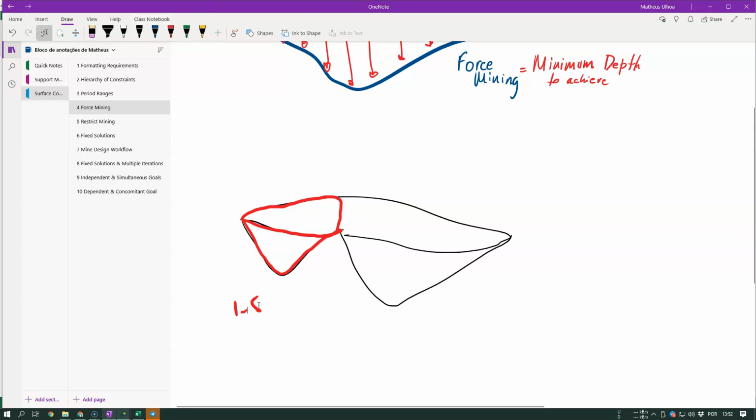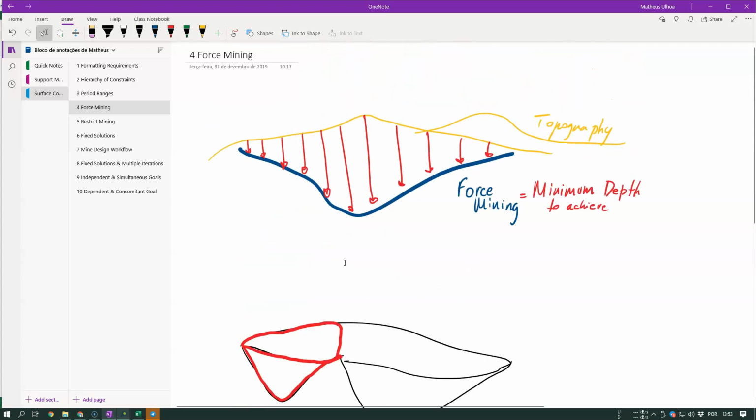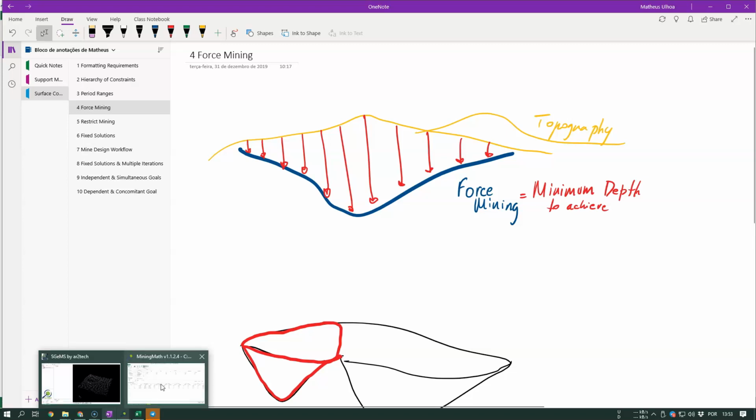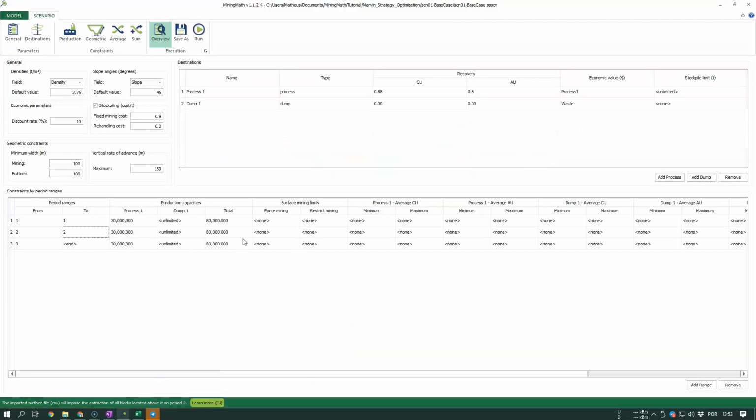I could use this strategy to backfill this pit with waste material. I could use this strategy, for example, to allocate an in-pit crusher inside my pit. And there are also more and more possibilities on these. Okay, having this understanding, I could then use the surface up to period 5, let's say. I want to force that surface up to period 5.